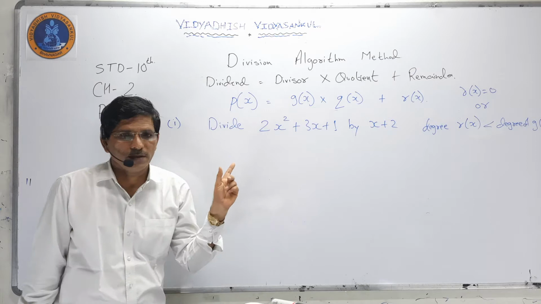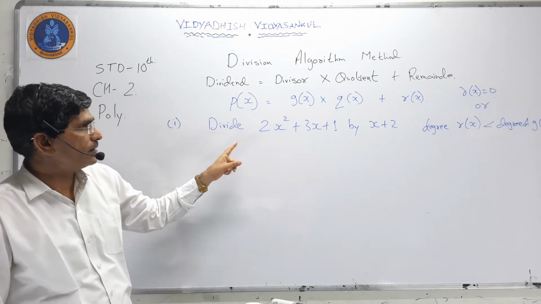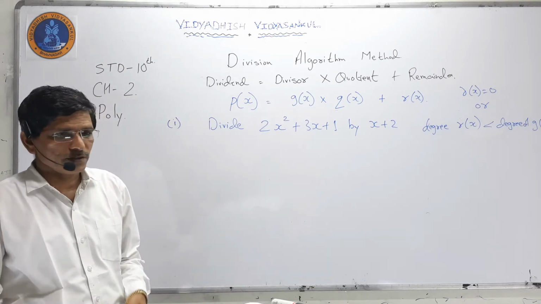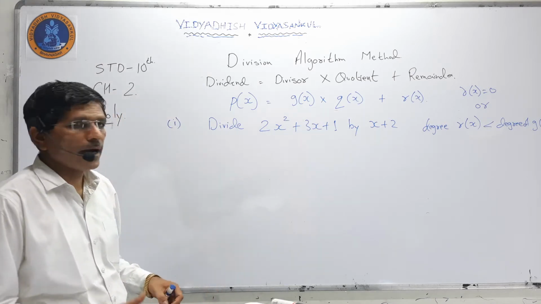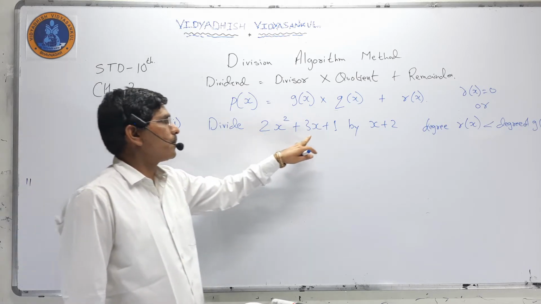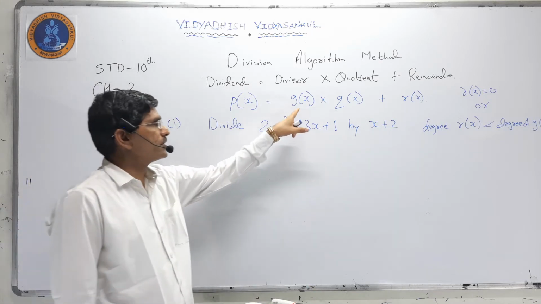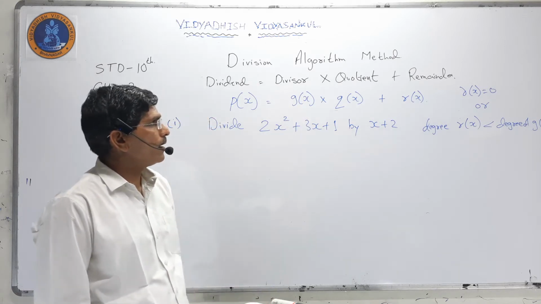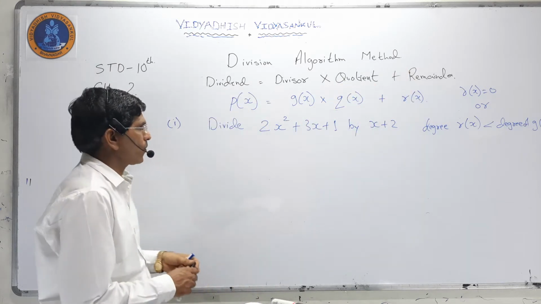Now, one example that we have to see. Divide 2x square plus 3x plus 1 by x plus 2. We have already discussed in 9th standard how to write this. So first, what is p of x? That is 2x square plus 3x plus 1. Now what is g of x, the divisor? That is x plus 2. We have to find out the quotient q of x and the remainder r of x.